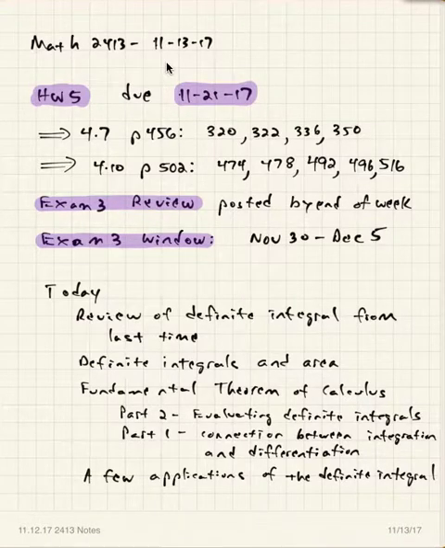Today, what we're going to do is, first of all, go through a quick review of some of the things we talked about last time with the definite integral. And then we are going to move on and look at the connection between definite integrals and area. Finally, we'll move into the fundamental theorem of calculus, parts 1 and 2, and talk about what those mean and their implications for us, especially for evaluating definite integrals. And then finally, we'll finish with a couple of brief applications for the definite integral. So let's go ahead and get started.